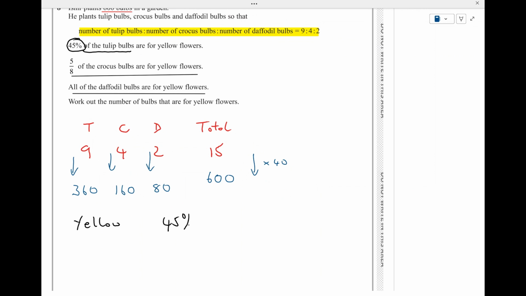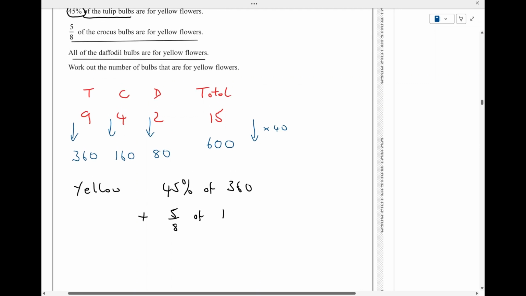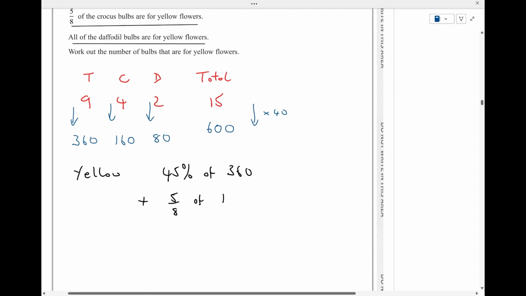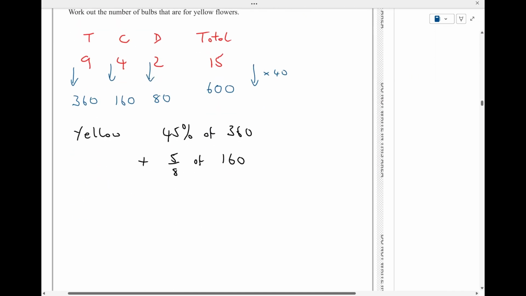45% of the tulip. So that's 45% of 360, plus 5/8 of the crocus. Oops, I wrote 5/6. So 5/8 of the crocus, so that's 5/8 of 160. And all the daffodil, so that's plus another 80. So that's going to tell me how many are yellow, isn't it? So let's work that out, shall we?